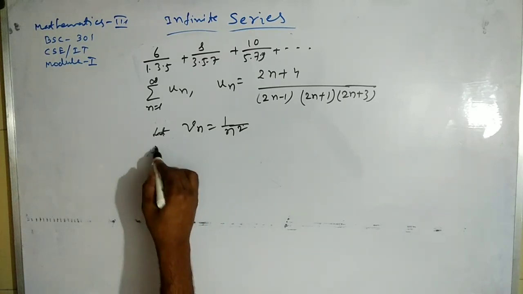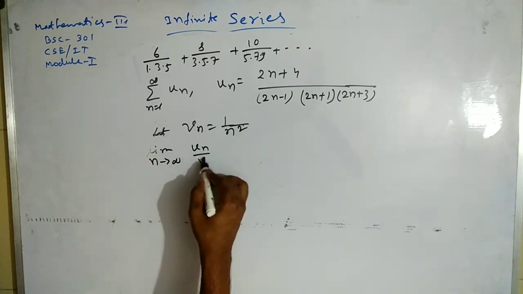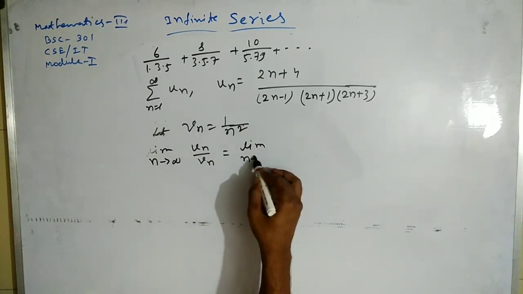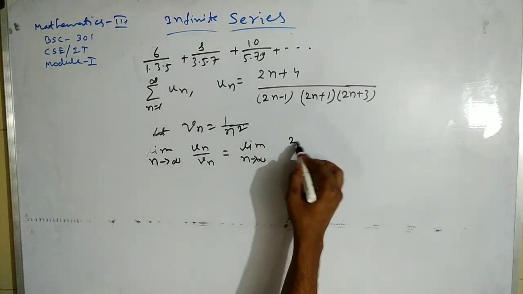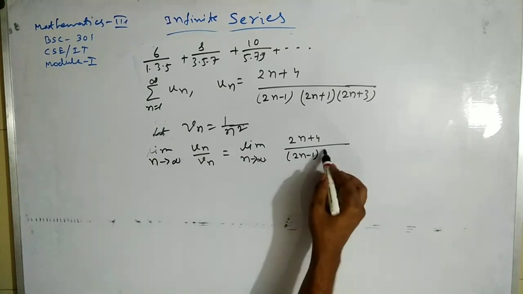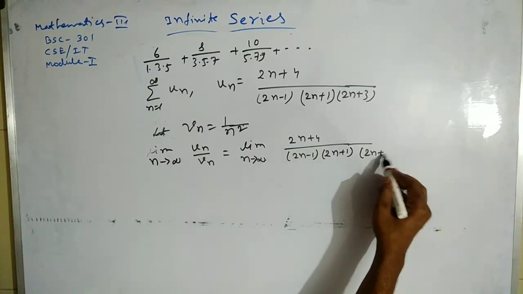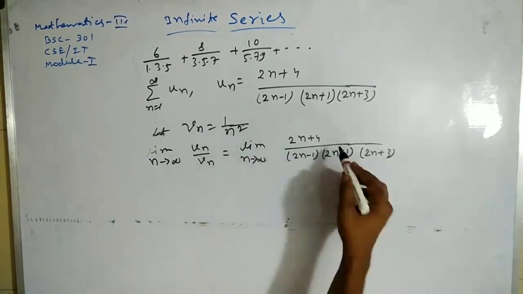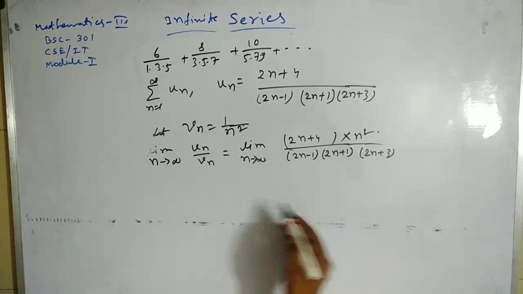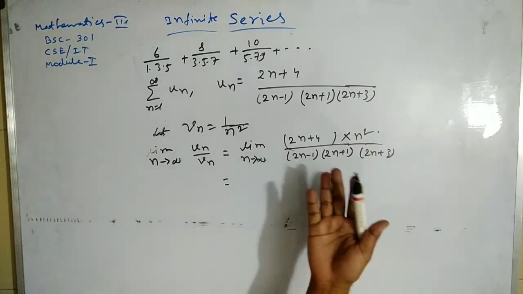Now I will find the limit n tends to infinity un by Vn, that is limit n tends to infinity, un is 2n plus 4 by 2n minus 1, 2n plus 1 into 2n plus 3, divided by Vn, that is 1 by n square. It will be multiplied by n square. So to find the limit, we are dividing by n cube in the numerator and denominator.